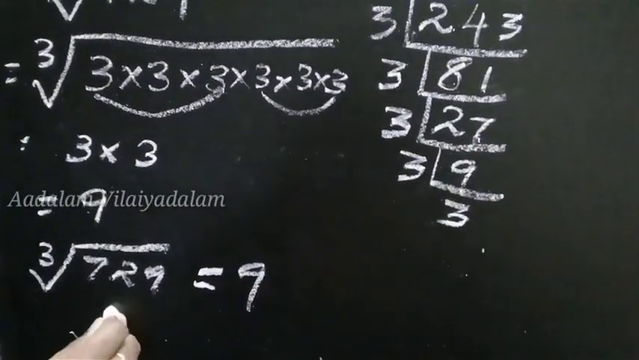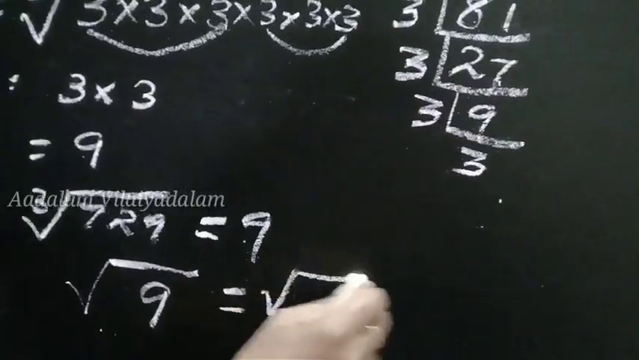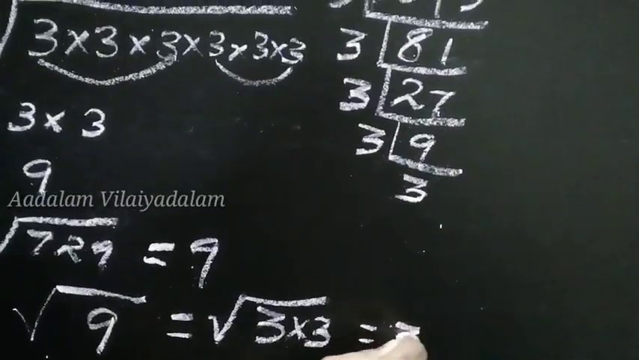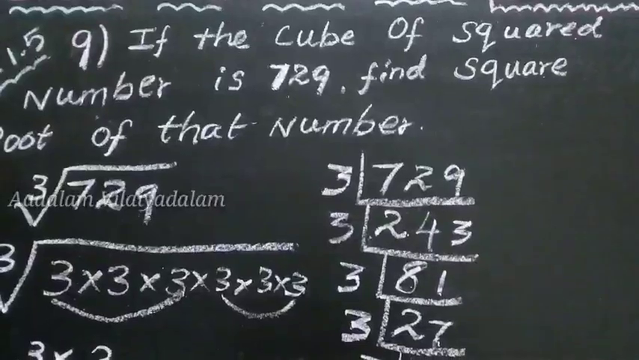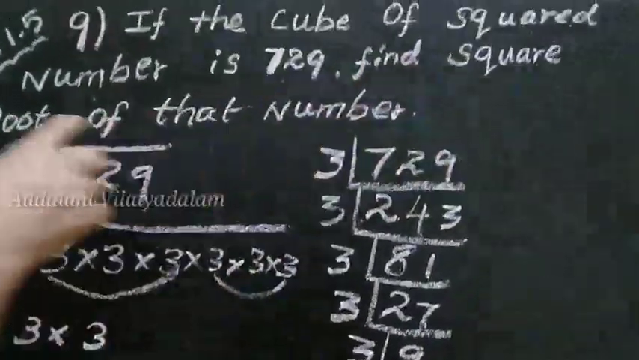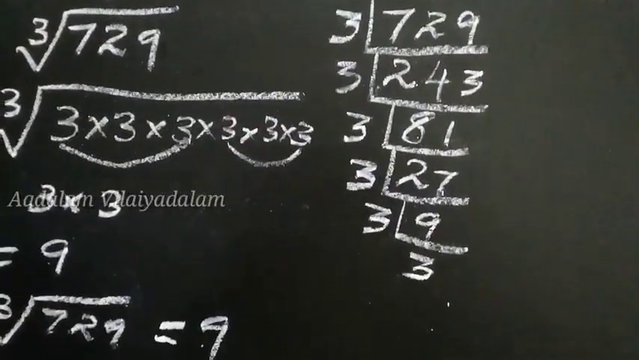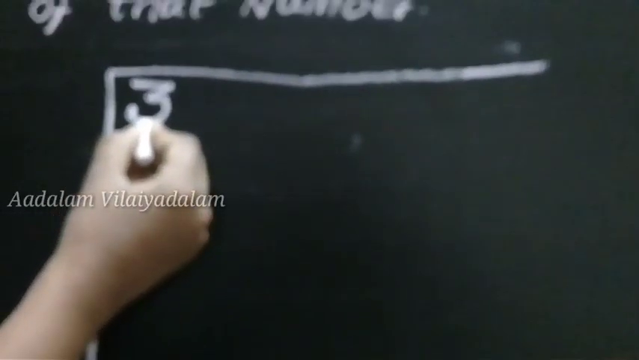Next we have to find the square root of the number. So the square root of 9 equal to root of 3 into 3. The answer is 3, taking one number from the pair. So what is the question here? If the cube of a square number is 729, find the square root of that number. We have to find the square root of the number also. So find the square root of 3. Next we have to find the square root of 3.